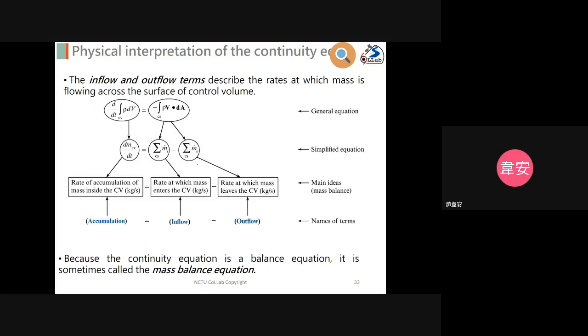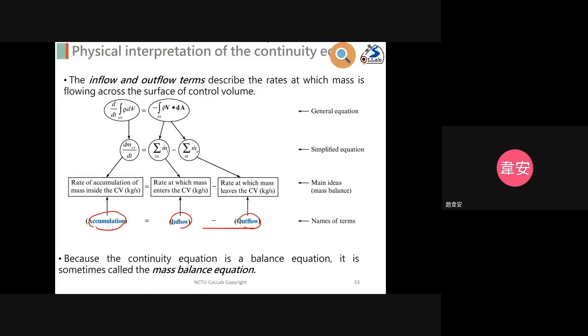Okay, so the idea is we move the net outflow rate to the right-hand side and it becomes the inflow minus the outflow. So the accumulation on the left-hand side is contributed from the inflow minus the outflow. Okay, and we call that the mass balance equation also.